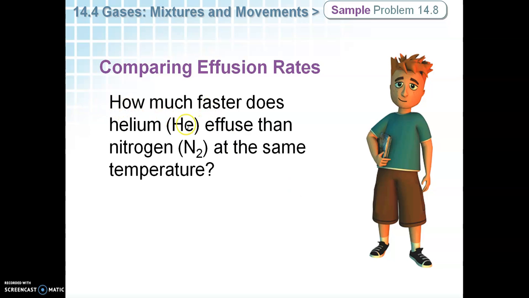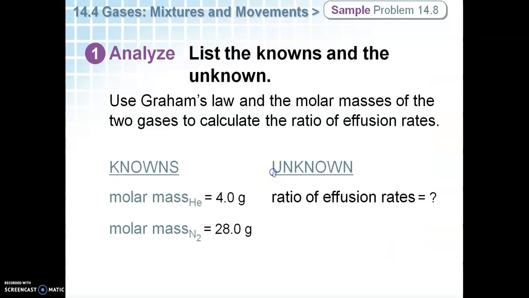How much faster does helium diffuse than nitrogen? Again, we have to assume they're at the same temperature. So we look up the mass of helium. We find it's 4.0. They round off to only one decimal place here for some reason. The molar mass of nitrogen is 28 because it's diatomic. So I guess we'll call helium gas 1 and nitrogen gas 2, or gas A and gas B, I guess they are. So helium is gas A, nitrogen is gas B.